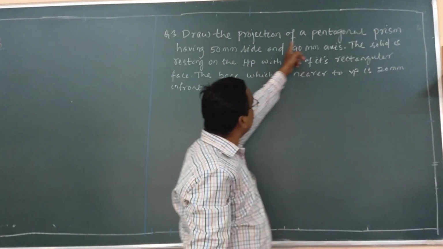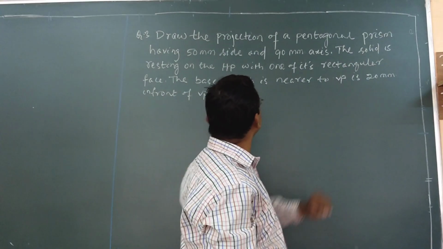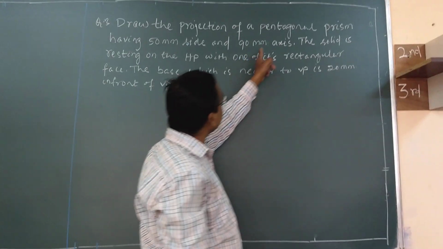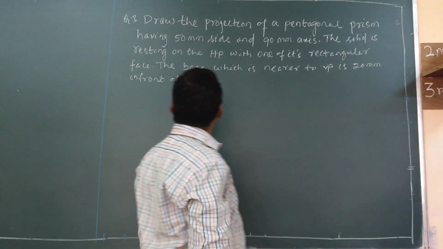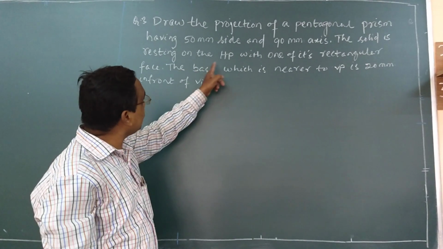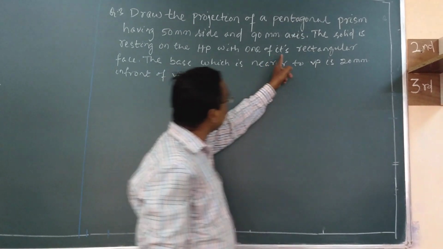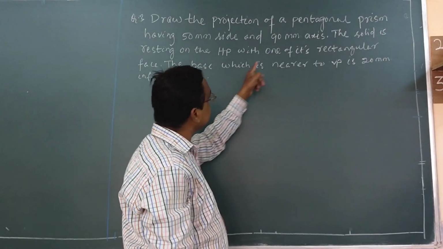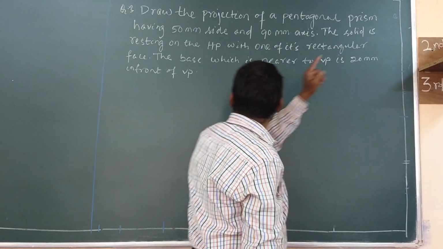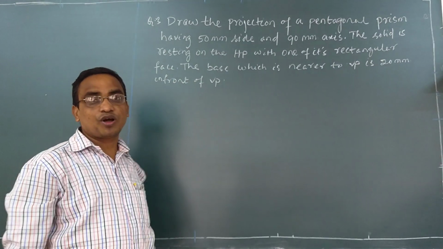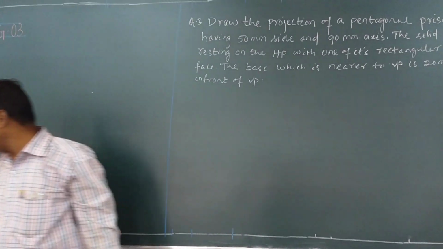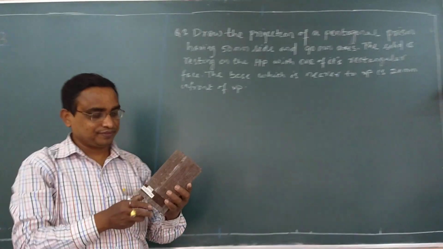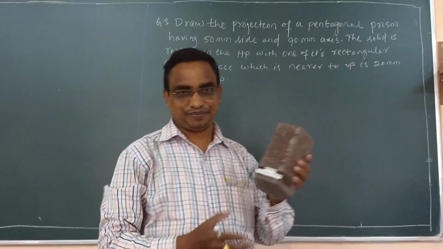Draw the projection of a pentagonal prism having 50 mm side and 90 mm axis. The solid is resting on the HP with one of its rectangular faces. The base which is nearer to VP is 20 mm in front of VP. This is the question. Just you mark, it is a pentagonal prism.